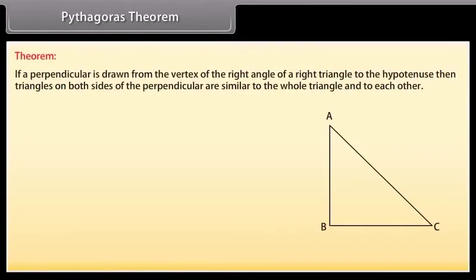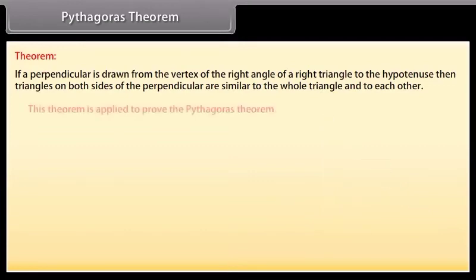Pythagoras Theorem. If a perpendicular is drawn from the vertex of the right angle of a right triangle to the hypotenuse, then triangles on both sides of the perpendicular are similar to the whole triangle and to each other. This theorem is applied to prove the Pythagoras theorem.